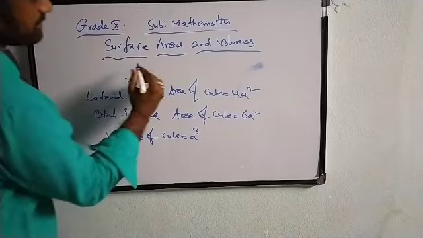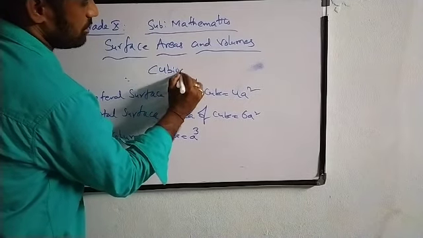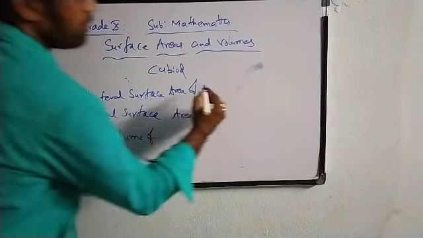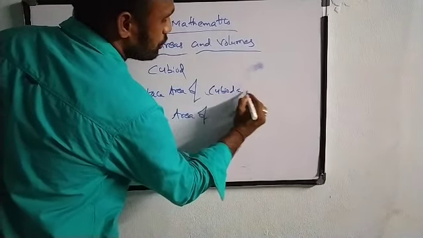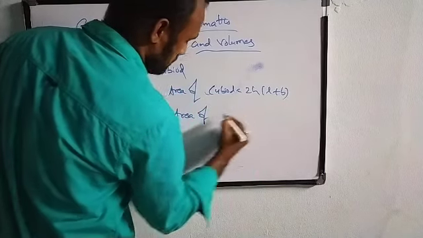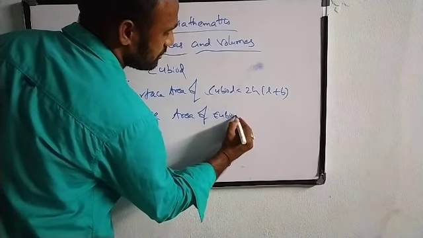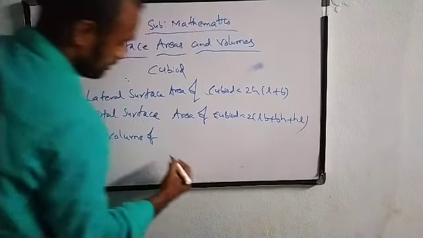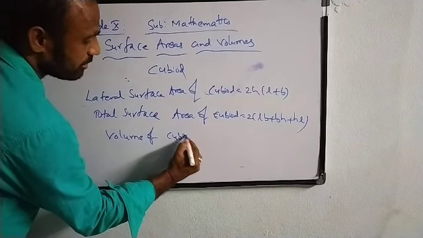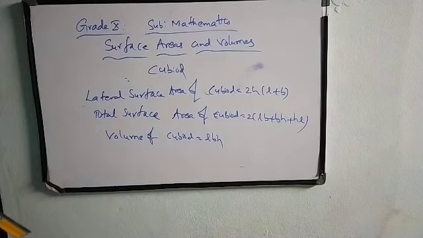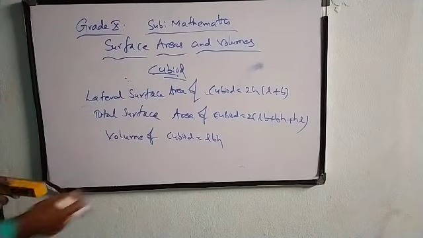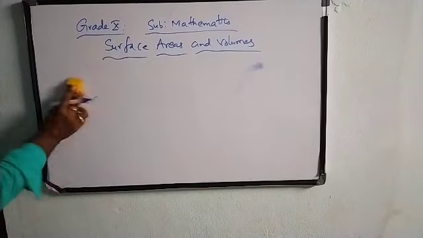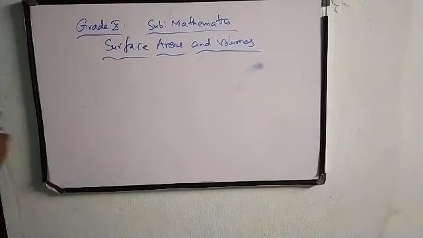Similarly, next we have cuboid. So let us take the cuboid formulas. Lateral surface area of the cuboid is 2h into (l plus b). Total surface area of the cuboid is 2 into (lb plus bh plus hl), and volume of the cuboid is equal to length into breadth into height. So these are the formulas of the cuboid. Cube and cuboid shapes are already known to us.